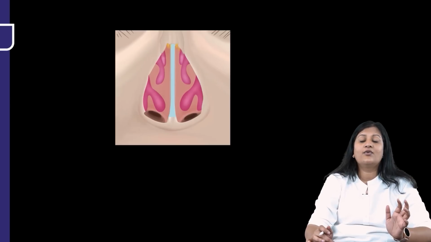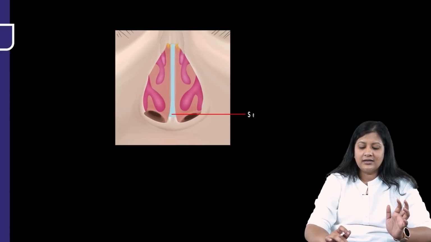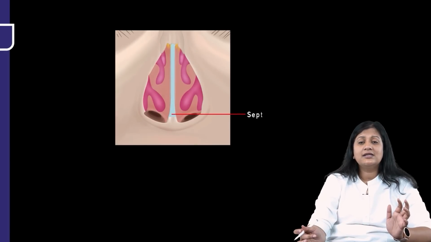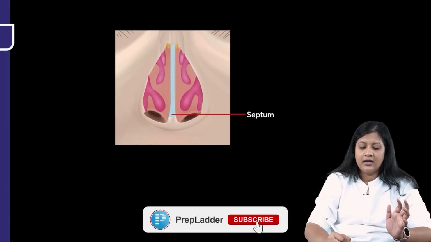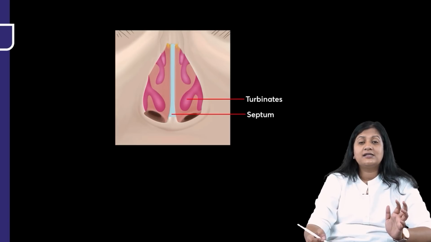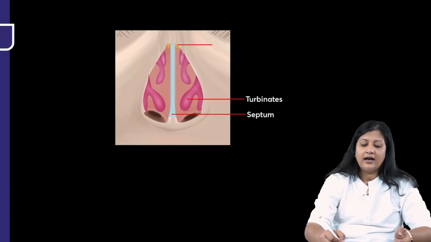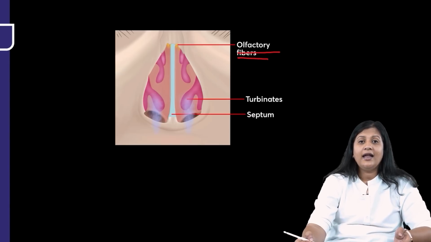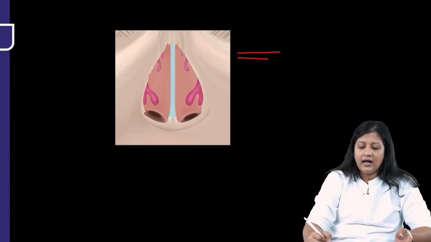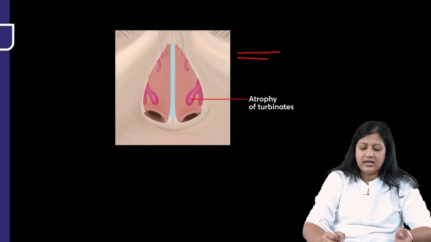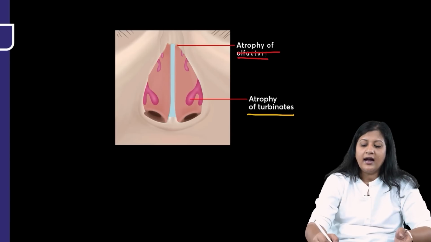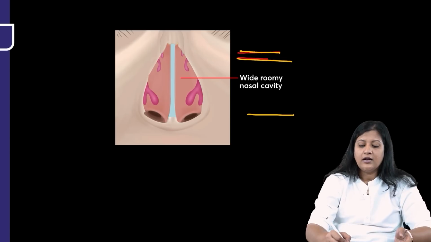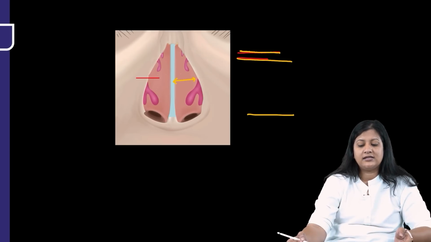Now let us understand why this happens. This is an image showing you the septum. Then we have the turbinates in the lateral wall of the nose, and the olfactory fibers in the roof of the nose, and the air current goes through the nose. In atrophic rhinitis, you see atrophy of the turbinates, atrophy of the olfactory fibers, and atrophy of the mucosa as well. Because of that, there are wide nasal chambers.